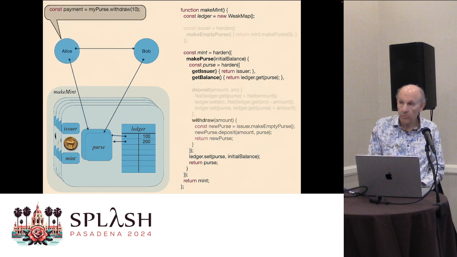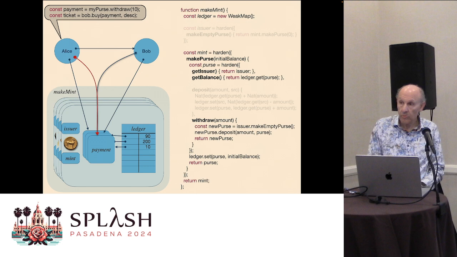Sending the withdraw message, and the withdraw message creates a new payment purse and changes the ledger to move the requested amount of assets from being associated with the main purse to being associated with the payment purse. And then the payment purse is returned to Alice. Alice can then use it to send a buy message to Bob.